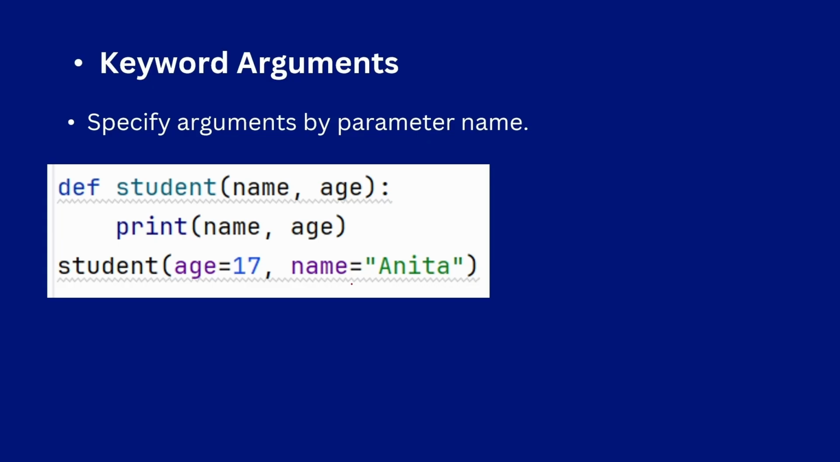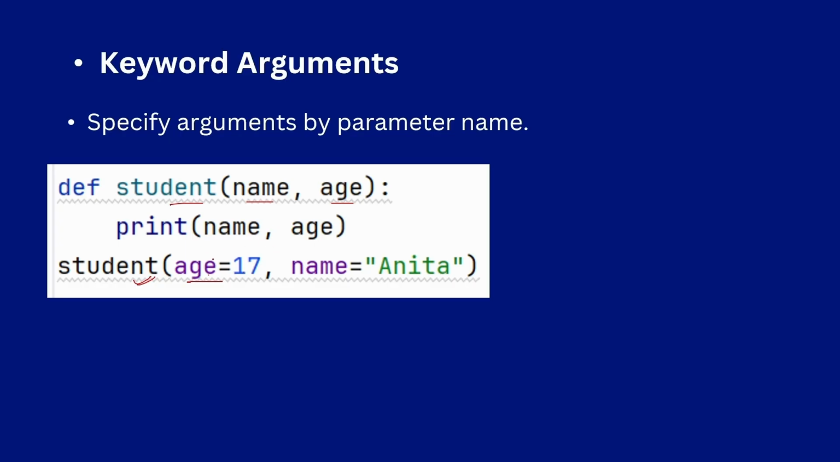Next is keyword arguments. They specify arguments by parameter name. Here we have this function student, and we are passing these two parameters, name and age. While we are calling this function student, we are saying age equals 17 and name equals Anita, right? So what we are doing is we are passing keyword arguments.